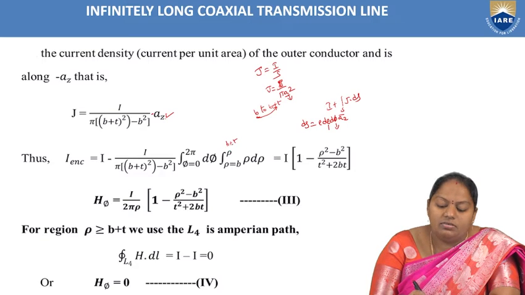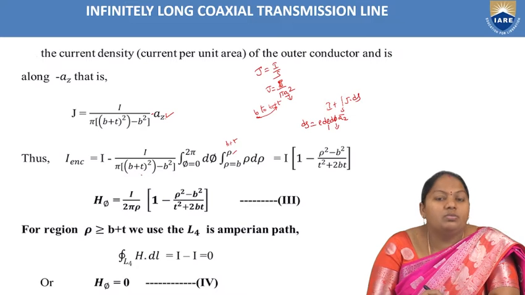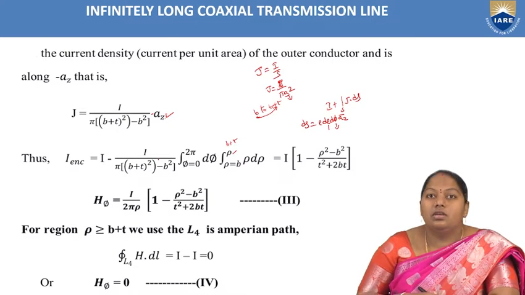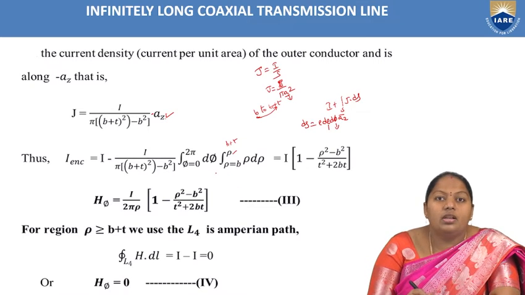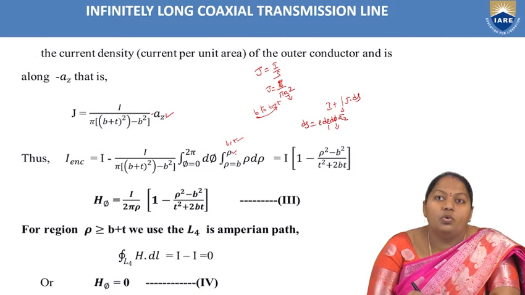Why we have considered b plus t in place of rho: if we consider the upper limit rho as b plus t, the limits will be substituted, giving b plus t whole square minus b square. Then the numerator b plus t whole square and the denominator b plus t whole square minus b square get cancelled, so I minus I becomes 0. But according to Ampere's path L3, the total current enclosed by that path will not be equal to 0. For that, instead of substituting b plus t, we just consider rho.